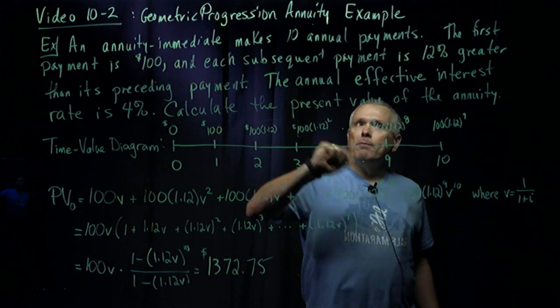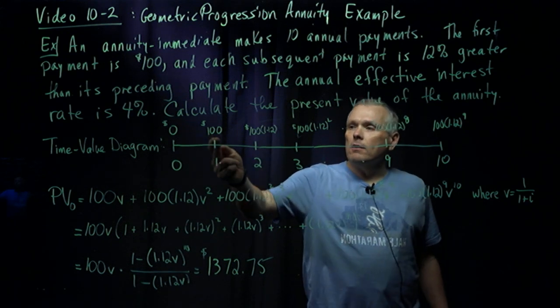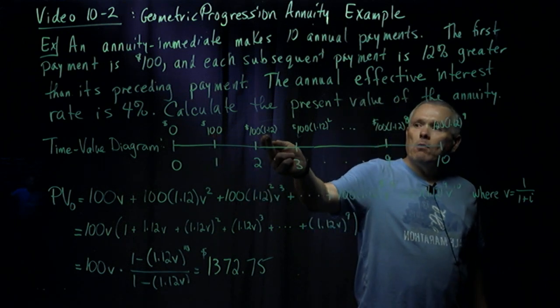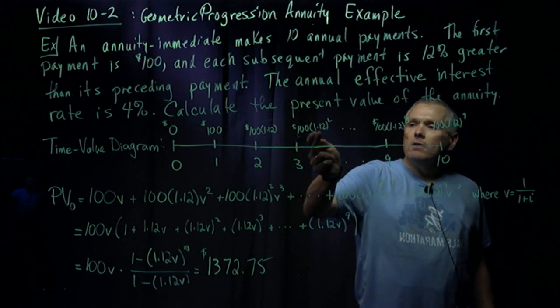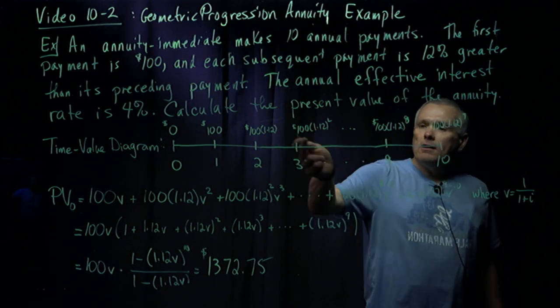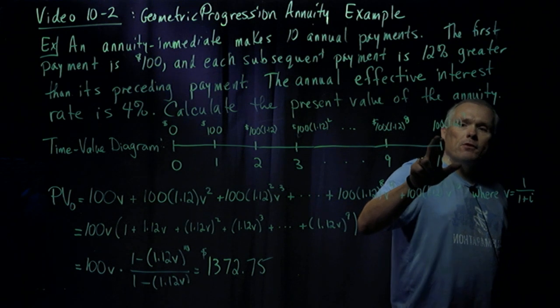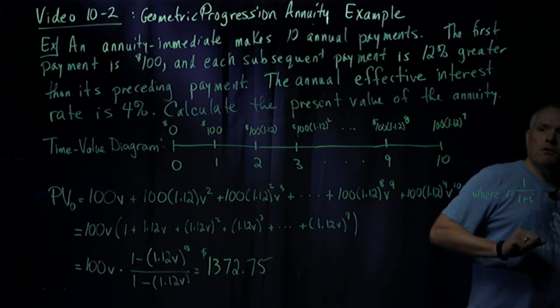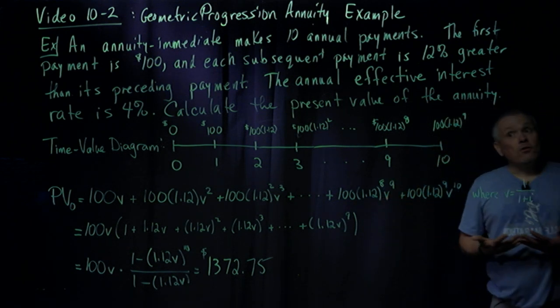Each one goes up by 12% over the previous one. So we multiply that 100 by 1.12 to get the second one, 1.12 squared to get the third one, all the way up to 100 times 1.12 to the 9th to get the last one.